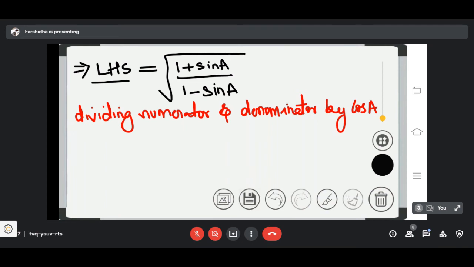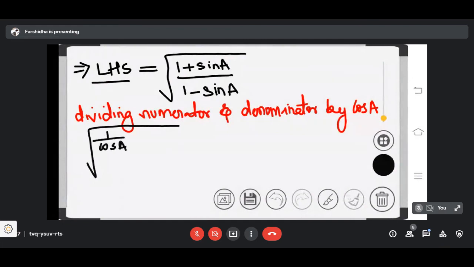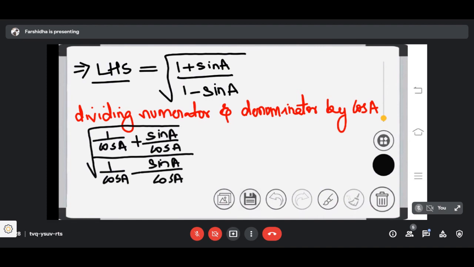So next step will be root of 1 by cos A plus sin A by cos A, again divided by 1 by cos A minus sin A by cos A. Equal to, see, 1 by cos A, reciprocal of cos is sec. So 1 by cos A will be sec A. Then the next one, sin A by cos A. Sin by cos is tan. So sin A by cos A will be tan A.